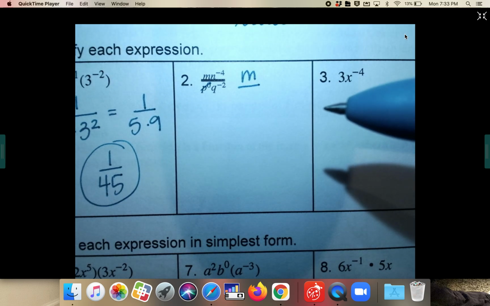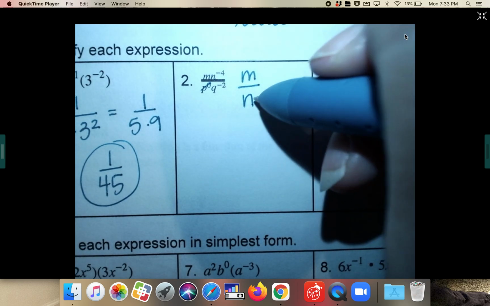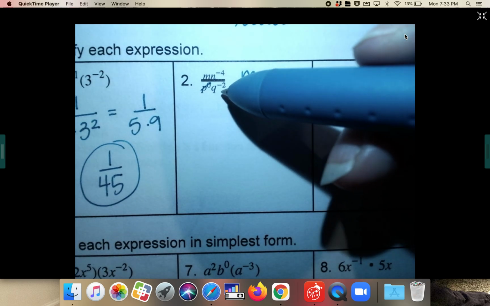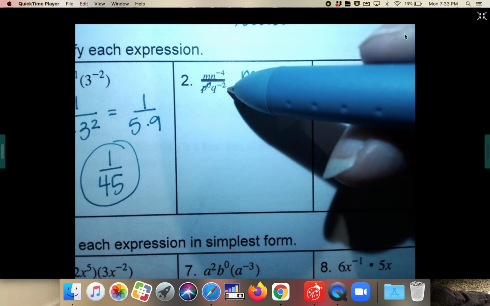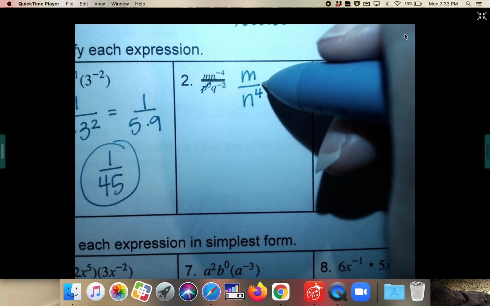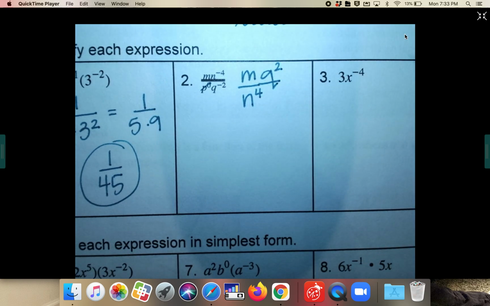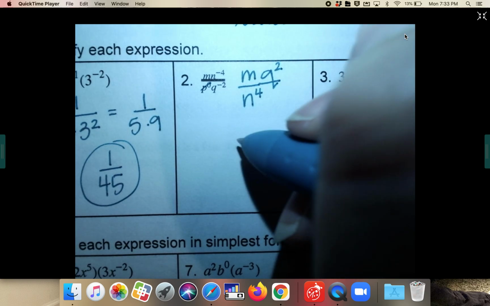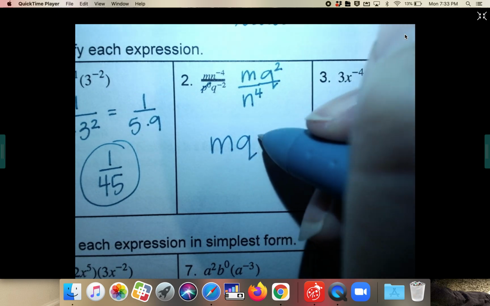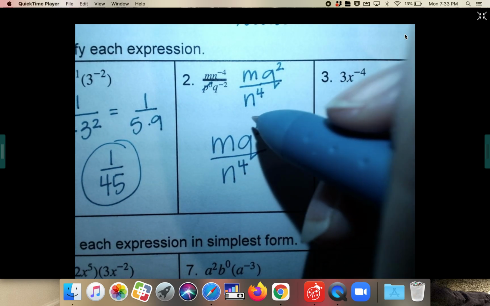N to the -4th, though, we can't have, so it's going to flip to the bottom and become N to the +4th. And then q squared to the -2 on the bottom is going to become q squared on the positive up top after we move it. So it's going to be like this. And just because this looks messy, I mean, this is the final answer, but I'm just going to rewrite it. mq squared over n to the 4th.